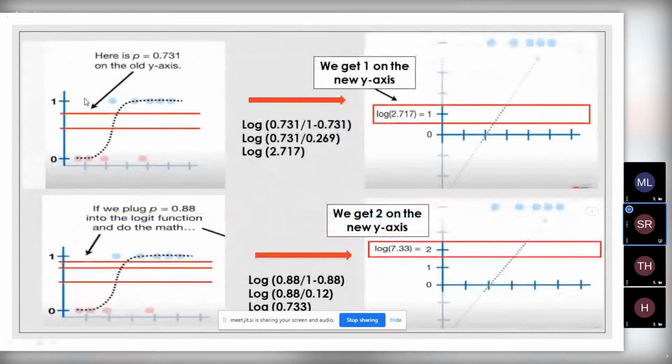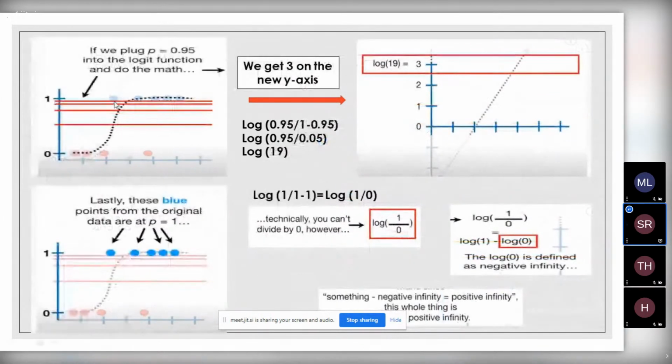All right, and then we increase the probability to 0.731, and we get the new y-axis value of log 2.717, which is 1. And then we increase the probability to 0.88, we get the value of 2. Same thing, for the probability of 0.95, we get the log value of 3. And then the highest probability is 1. When we plug in the equation, we get log 1 minus log 0. Any number minus the log of 0 is actually negative infinity.